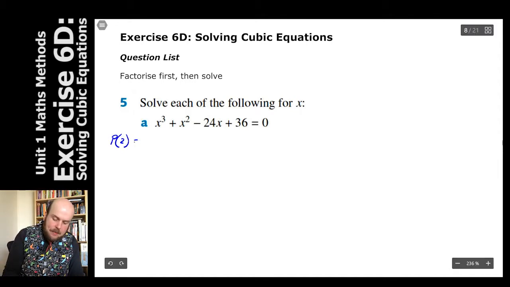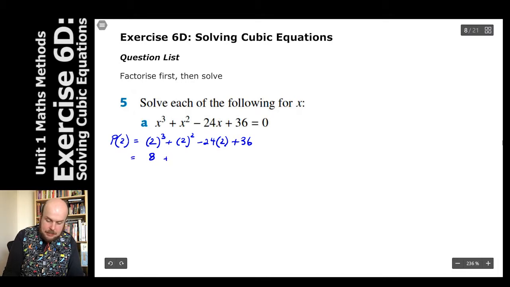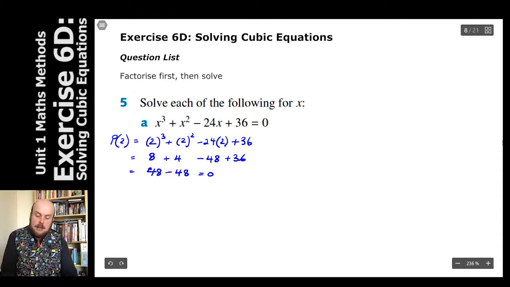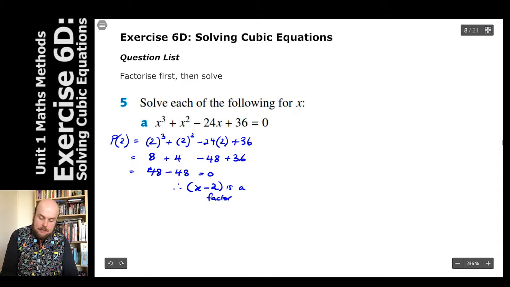So let's try p of 2. Remember, what I'm doing here is substituting the number 2, and if this ends up equaling 0, then I have found a factor. So this becomes 8 plus 4 minus 48 plus 36. 8 plus 4 is 12, 12 plus 36 is 48, take away 48, and huzzah, we have a 0. So that means x minus 2 is a factor.